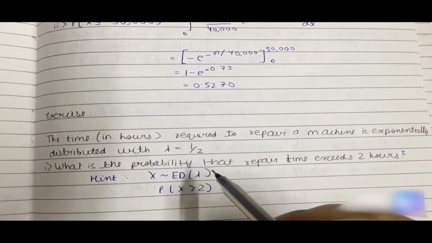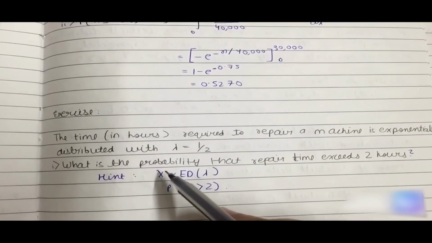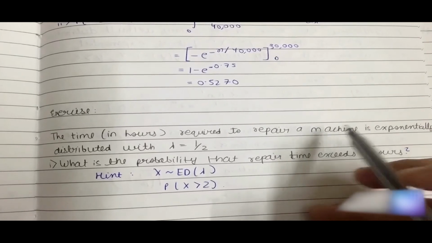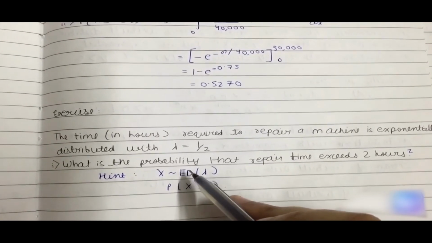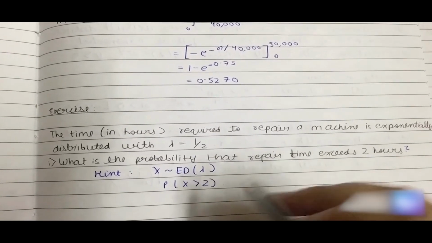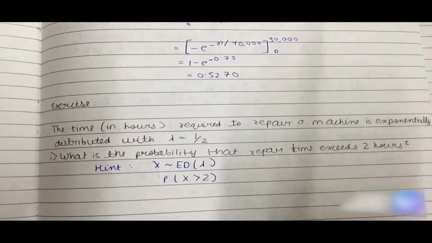Let x be the random variable which denotes the time required to repair a machine, which follows the exponential distribution with parameter lambda. So we need to find the probability of x greater than 2. We'll find it and we will get back with the answers.